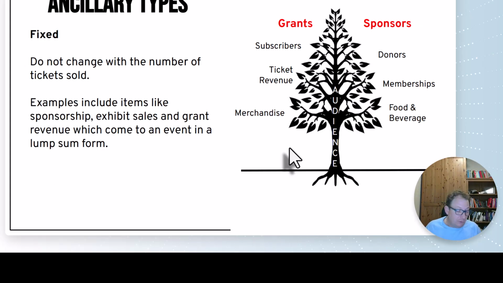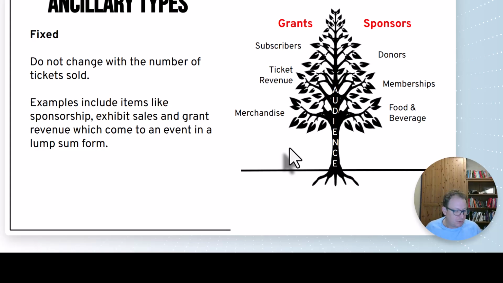Within ancillary revenue, from a budgeting perspective, we either have what we call fixed ancillary revenue. So fixed are items that don't change with the number of tickets sold. So very common types of ancillary revenue are things like government grants. So if you are hosting an event and you're able to get a government grant from somebody to host that event, then that would be considered ancillary revenue that you get on top of the ticket sales.